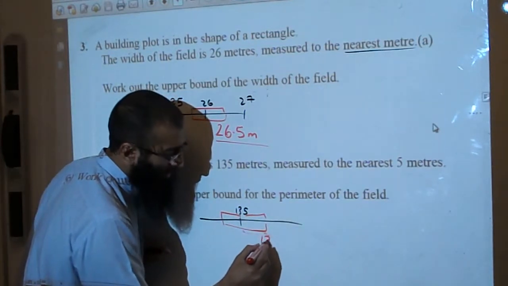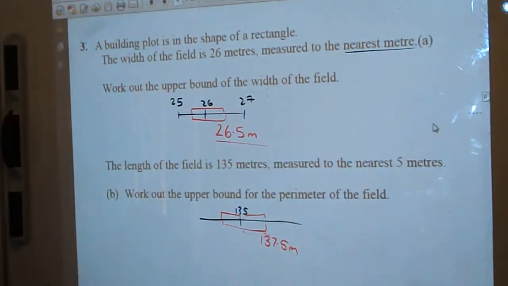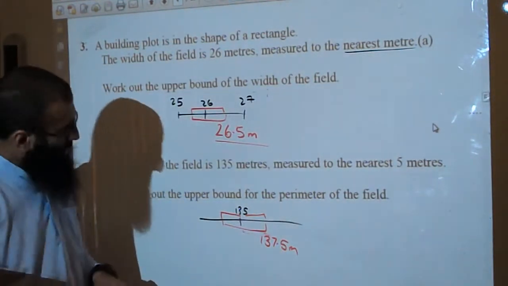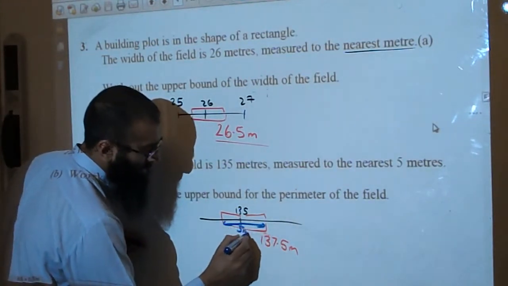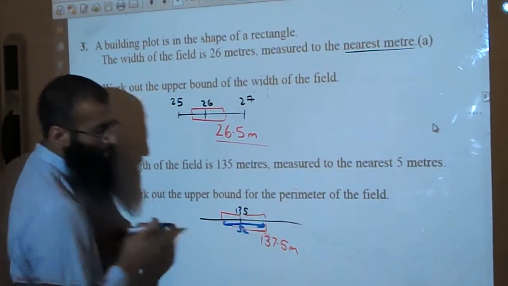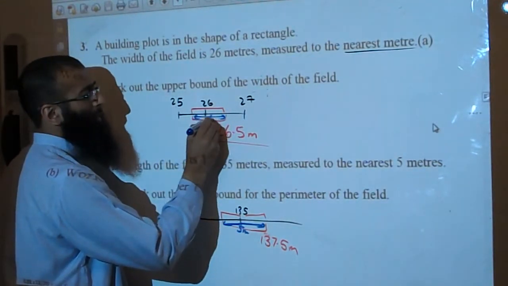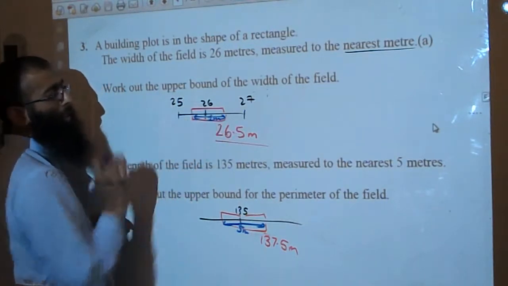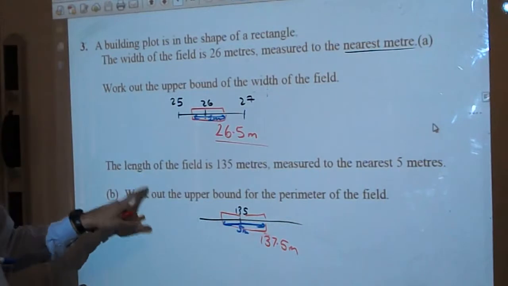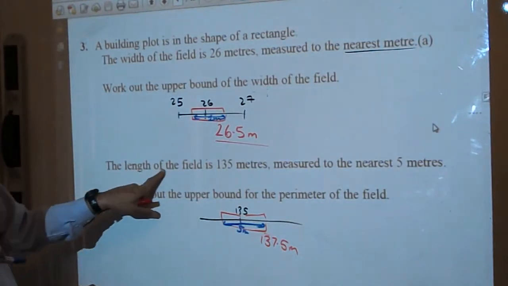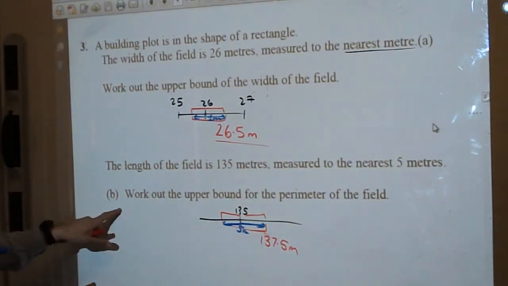That will give us 137.5 meters. Because this part from here to there is 5 meters, and that's half the way on the other side. Normally, if this measures to the nearest meter, this here is 1 meter, so that's half a meter added on, and so on. That's what that means. So work out the upper bound for the perimeter of the field. It says the length of the field is 135 meters, measured to the nearest 5 meters.